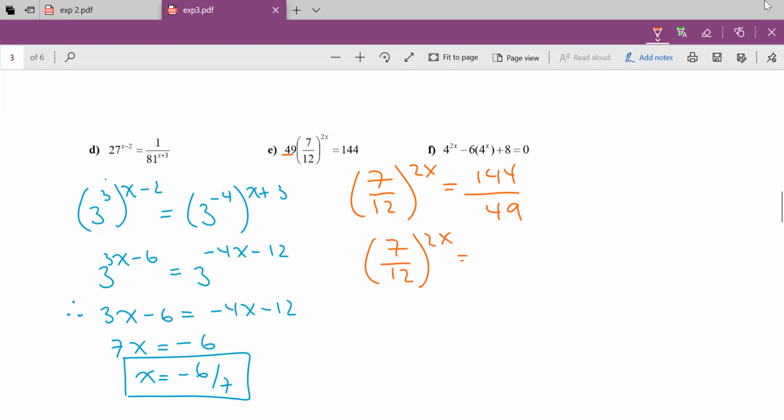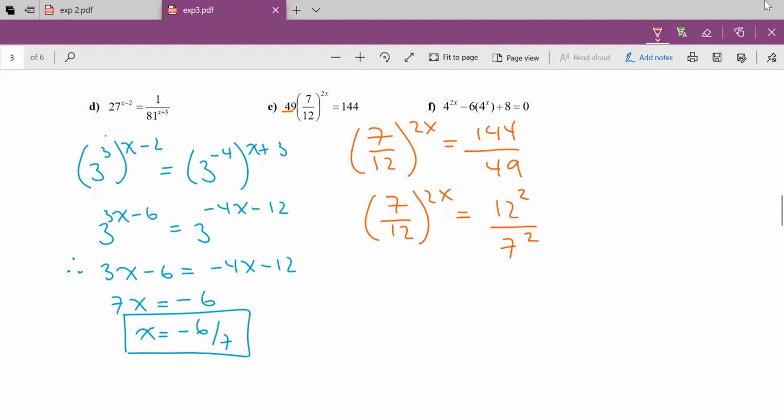Now what I'm noticing is, wait a minute, 144 is 12 squared, 49 is 7 squared. Okay, great. The two sides, the bases are starting to look the same. I'm going to rewrite this as 12/7 all squared. Okay, we're super close. I've got 7/12 as a base and 12/7 as a base. Well, they're reciprocals of each other.